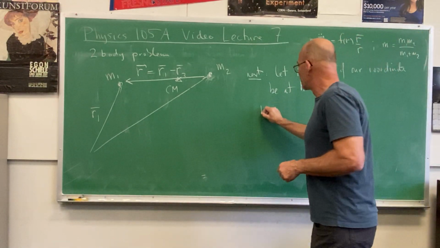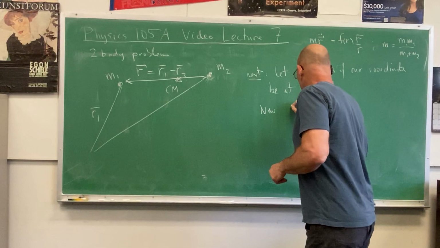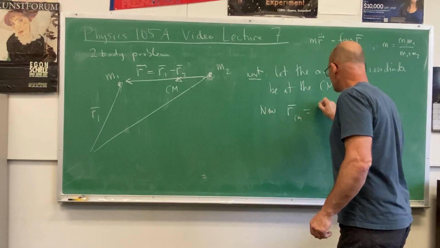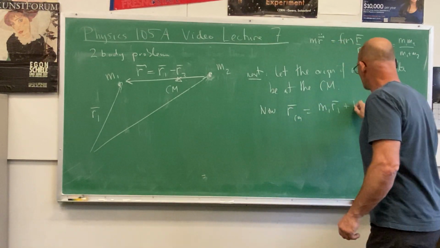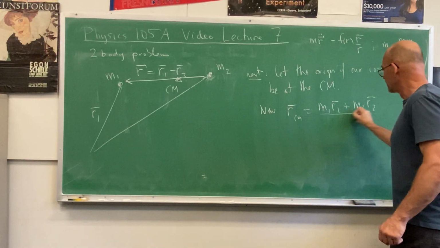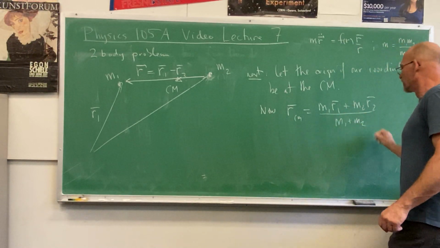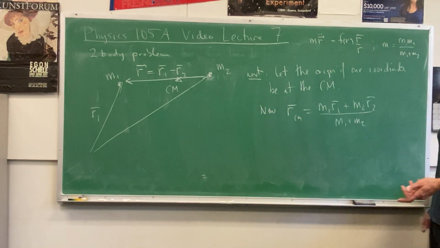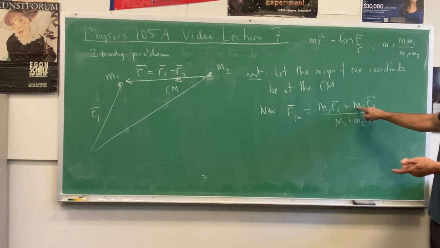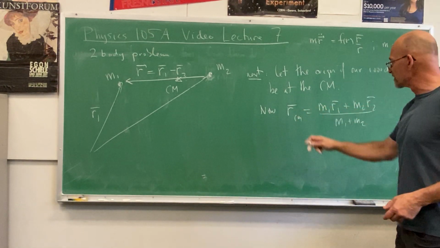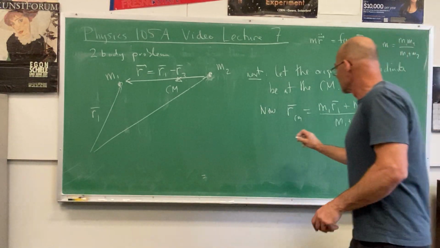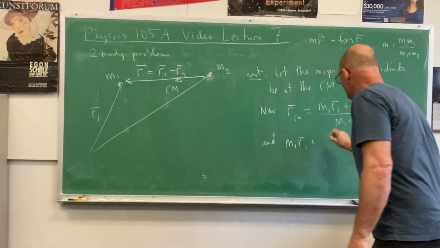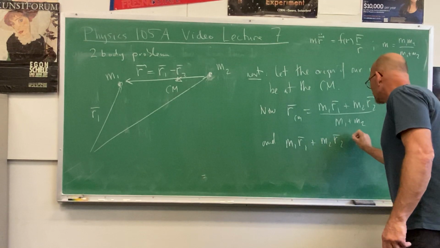So now, you guys know the definition of the center of mass. R center of mass equals M1 R1 plus M2 R2 divided by M1 plus M2. So what we're requiring now is that the numerator of this expression vanish. That's what it means for the origin to be at the center of mass. Okay, if we just let the numerator be equal to 0, it would be our origin. So M1 R1 plus M2 R2 is equal to 0.